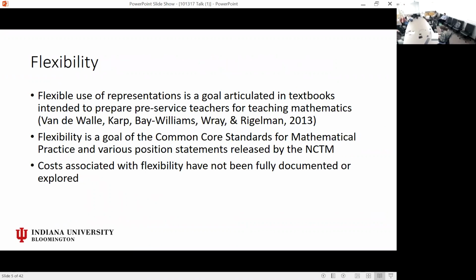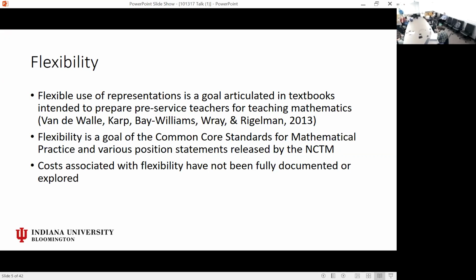A little bit about flexibility. Flexible use of representations is explicitly encouraged in pre-service teacher textbooks like Van de Walle's Teaching Developmentally, which most people in the room probably have picked up once or twice, maybe 100 or 200 times. But flexibility is also encouraged throughout the Common Core standards of mathematical practice and on a number of NCTM's position statements.